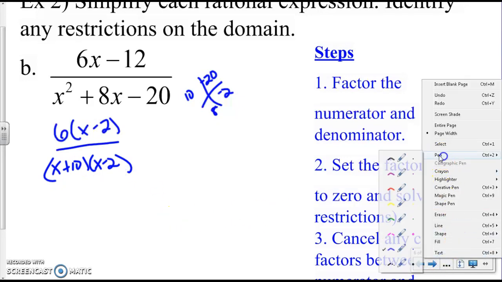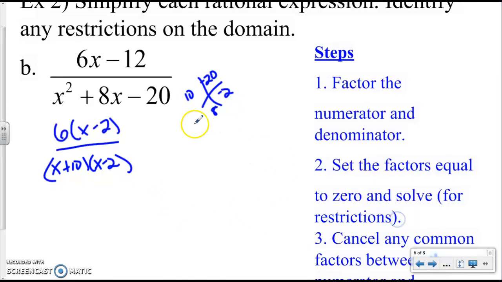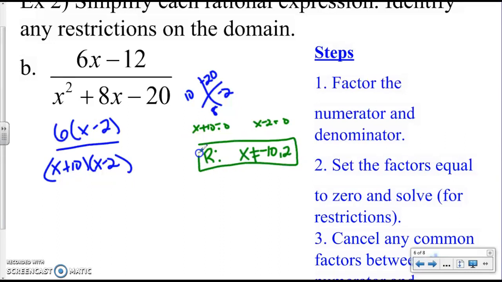Really important that you find your restrictions next. So we're going to go ahead and do that. So x plus 10 equals 0, x minus 2 equals 0. So my restrictions are x cannot be negative 10 or positive 2. Okay, notice I did that before I canceled anything out. Most common mistake with restrictions is the students will start canceling things right away first and then find the restrictions. You have to find your restrictions first.